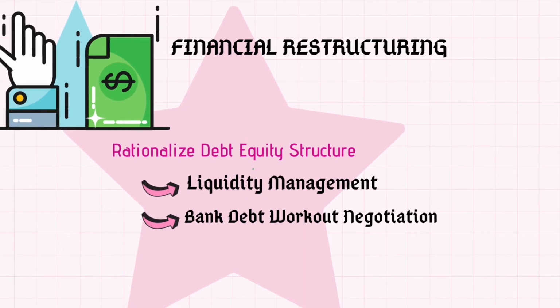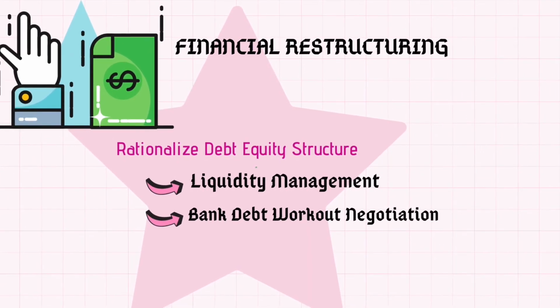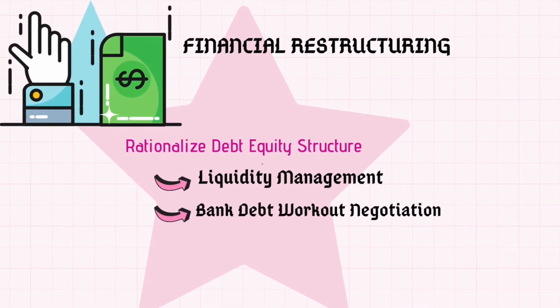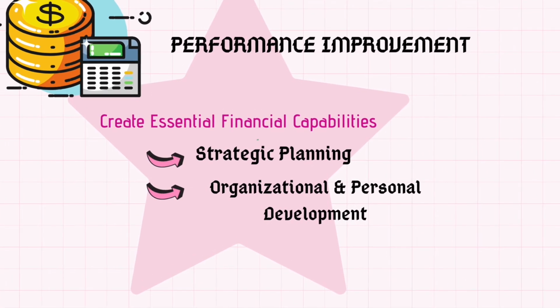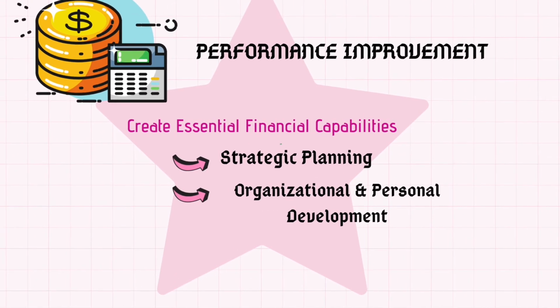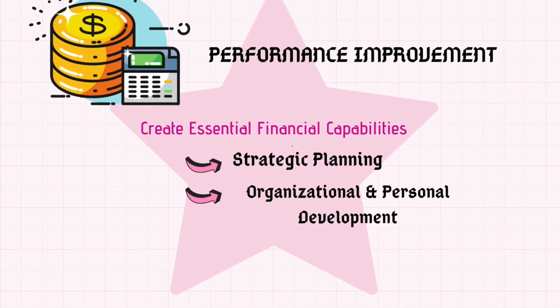Second, bank debt workout negotiation. Besico should renegotiate the terms of loans so that the company can pay back all the capital and interest to the lender. Third process is performance improvement, which is to create essential financial capabilities.